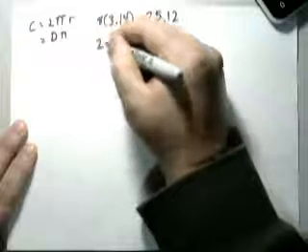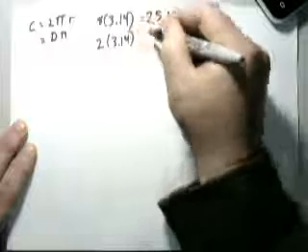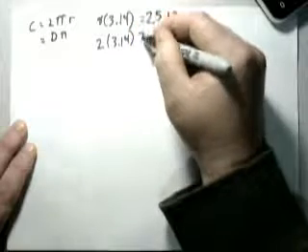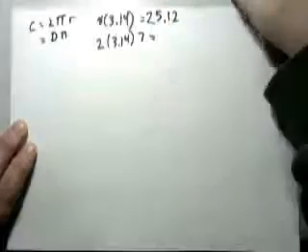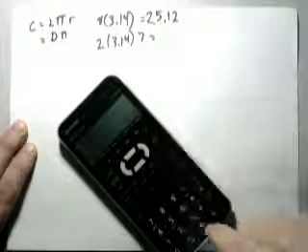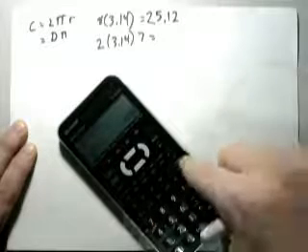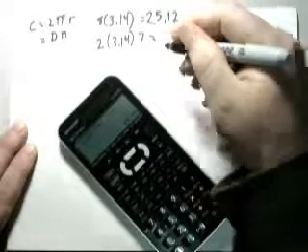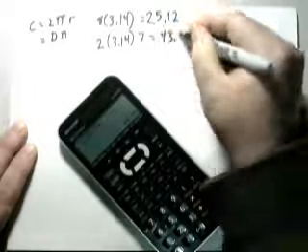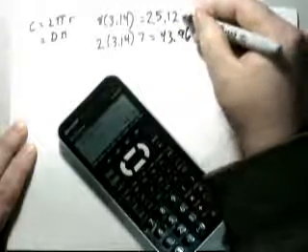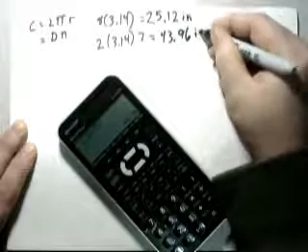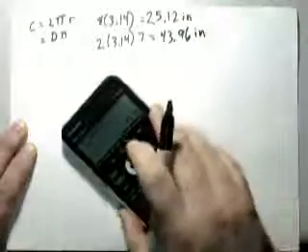Now when we're given the radius is 7 inches, then we would say 2 times 3.14 times 7. So that is 6.28 times 7, 43.96. And of course the units on each of those is inches.